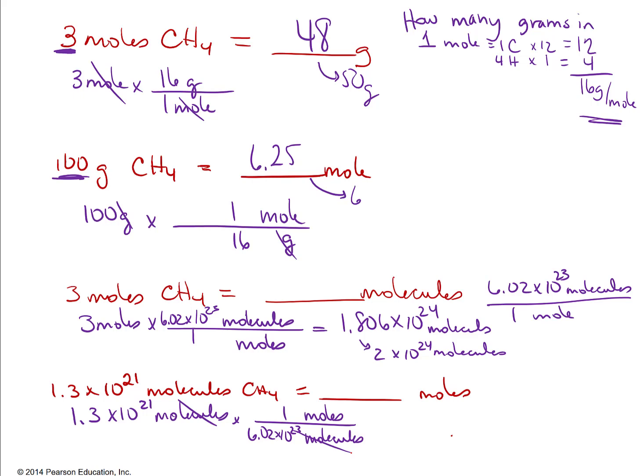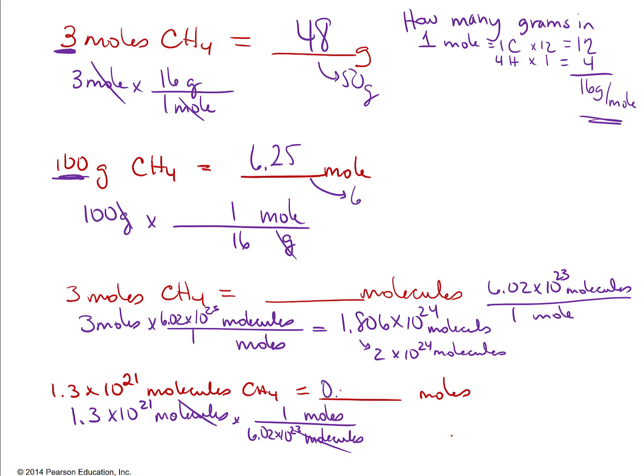See that molecules and molecules cancel. So this one you've got to put 2 exponents in before you're going to get the right answer. So 1.3 EE21 divided by 6.02 EE23. What'd you get? A big number.